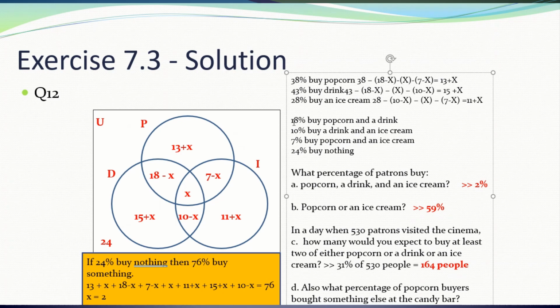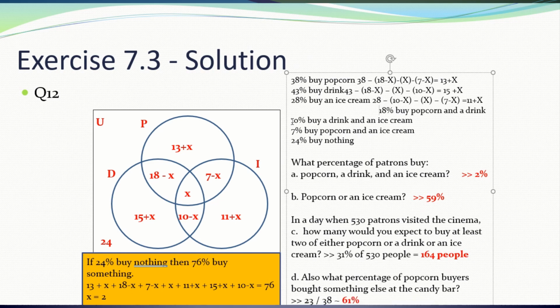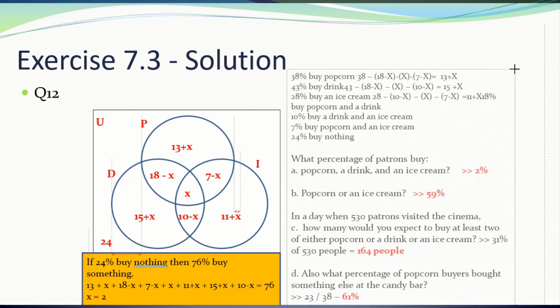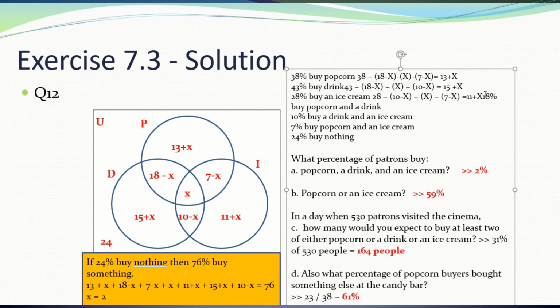Okay, so now 18% buys popcorn and a drink. We have sorted that out. So now you basically have, one second. I'm just going to sort this out so it's easier for you to see what we're doing. Okay, so basically this is the working, all right? All these are the working for you. So basically now you have everything here in terms of x. So we are going to add everything up.